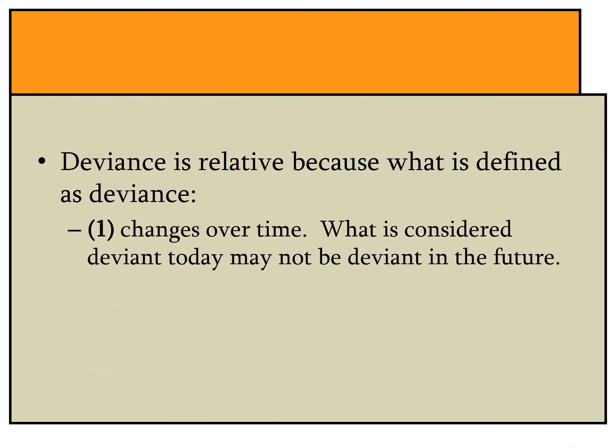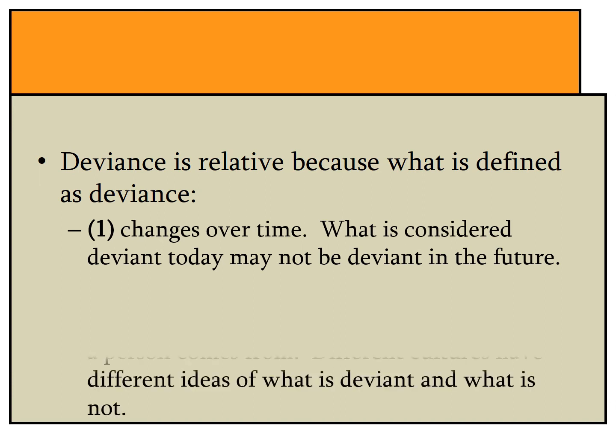Now, when we say deviance is relative, what we mean here is that what is defined as deviant changes over time. So what is considered deviant today may not be considered deviant tomorrow. And so what we define as right or wrong changes from time to time. And I'm going to give you an example of what I'm talking about.